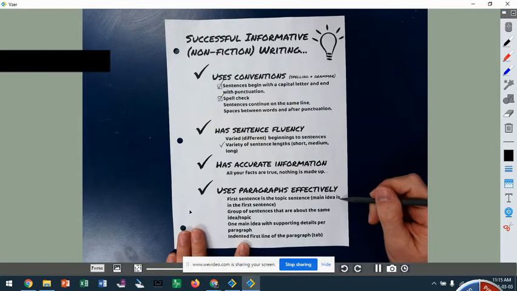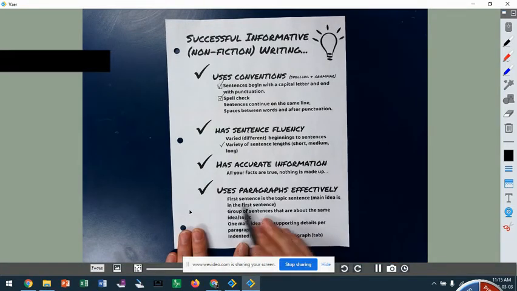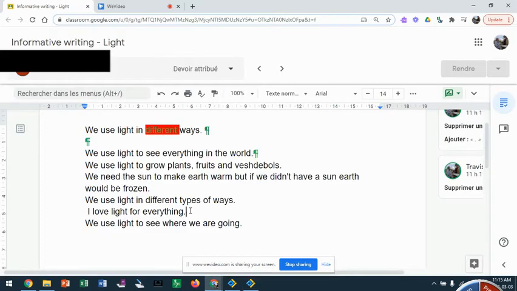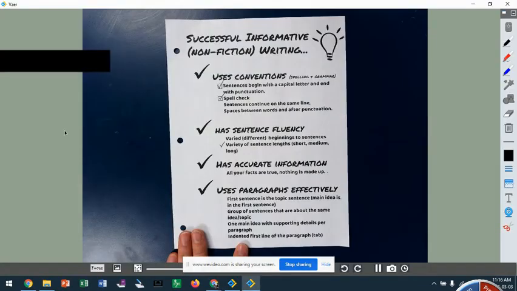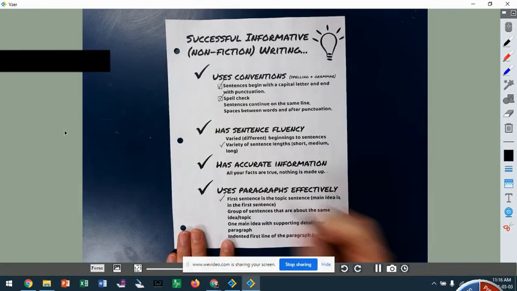Next, he'll go on to using paragraphs effectively. The first sentence is the topic sentence. Main idea is in the first sentence. Let's have a look. We use light in different ways is the first sentence on his page. Does that sound like a topic sentence to you? Based on the other writing that's in there? Yeah, I agree. So that looks like, to me, like Tanner's ready to check that box.